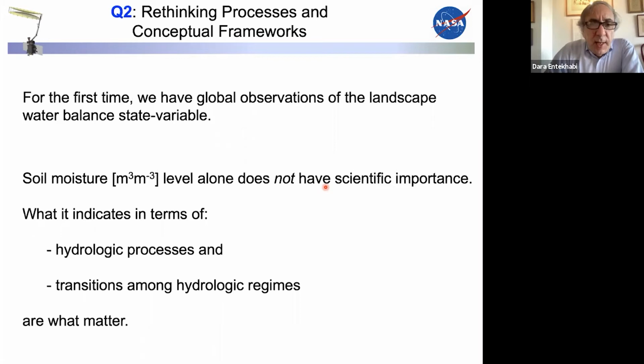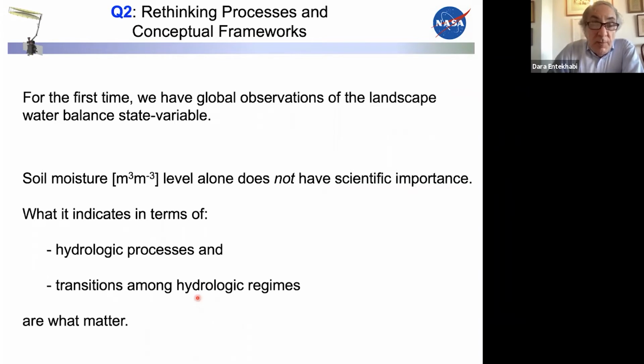Now, soil moisture itself doesn't have a scientific value like evaporation or runoff would. None of those have sort of direct applications. But soil moisture is indicative of how internally hydrologic processes are linked and how they transition across these regimes, like we saw, the water limited and energy limited evaporation regimes.